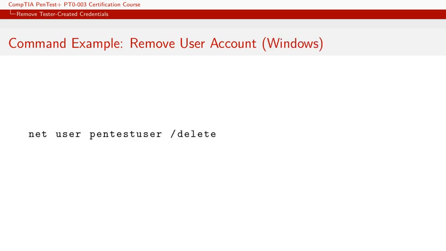To remove a tester-created user account in a Windows environment, you can use the command net user pentestuser /delete. When you're conducting penetration tests, it's a common practice to create temporary user accounts. These accounts are utilized for various testing procedures, but can pose a security risk if left unattended.